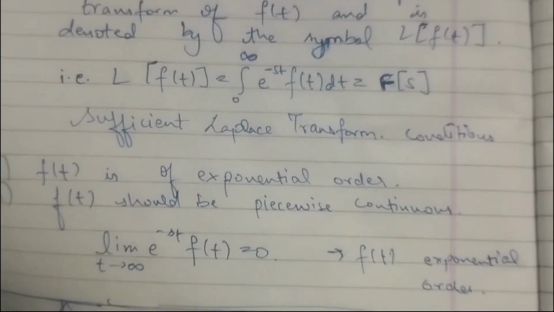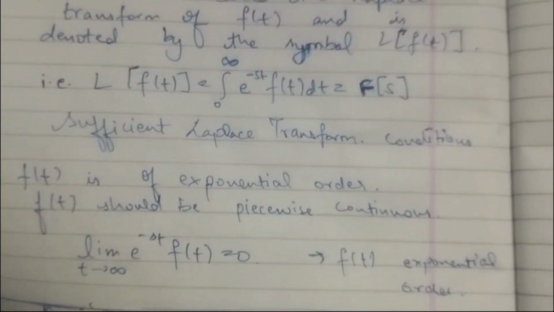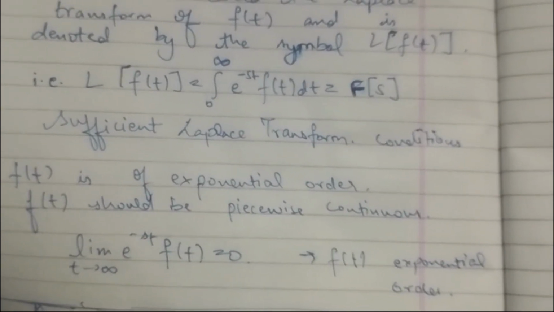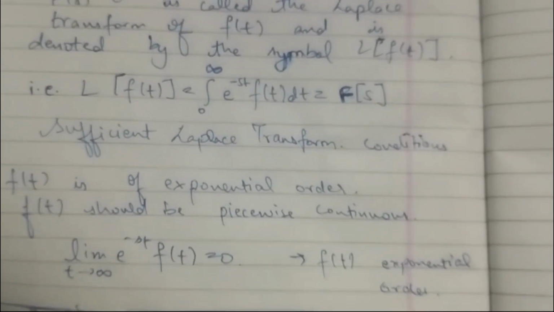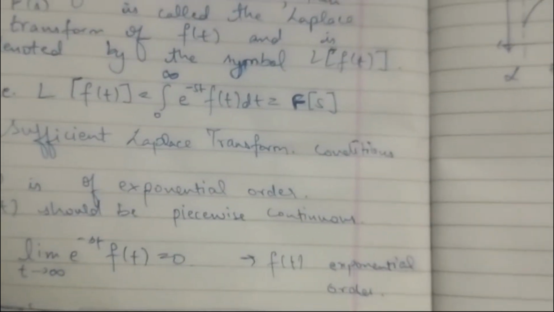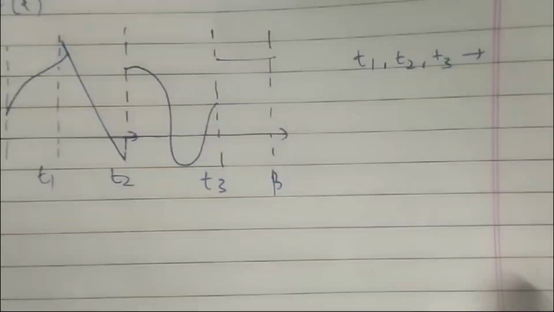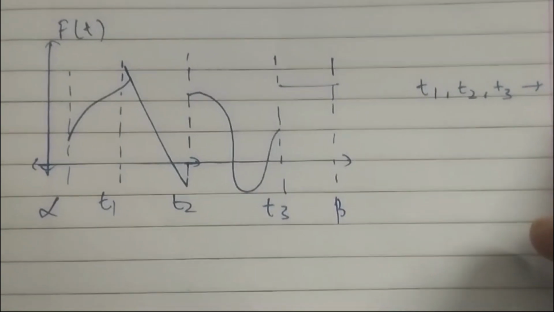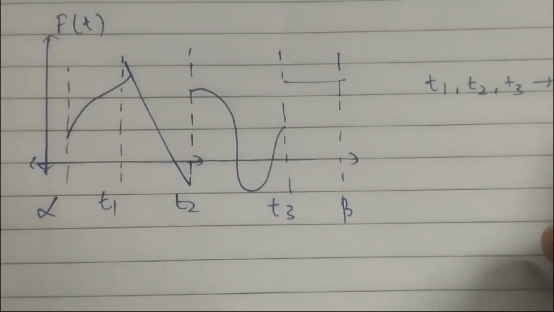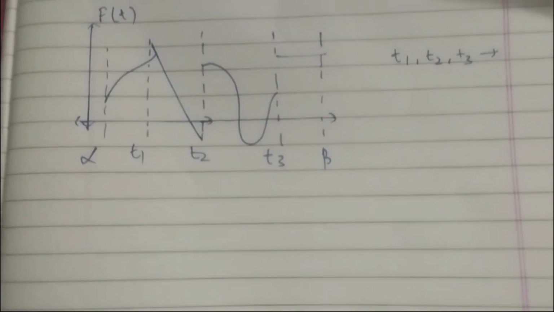And a piecewise continuous function is basically a function which is defined on any interval a comma b, and that interval can be divided into a finite number of sub-intervals such that in each of the intervals f of t is continuous. In other words, f of t can have only a finite number of discontinuities. For example, if you look at this function, we can see that the function has discontinuities at t1, t2 and t3, and between the intervals the function is continuous.